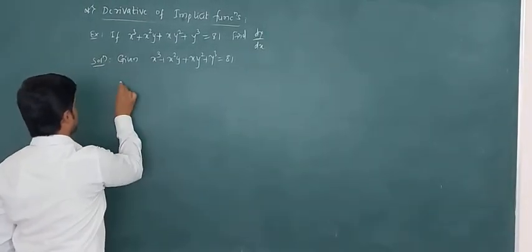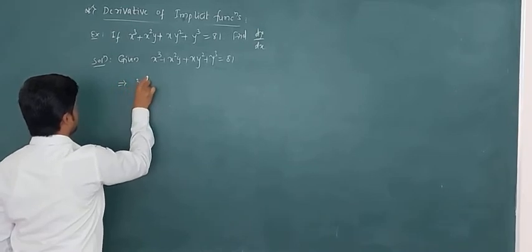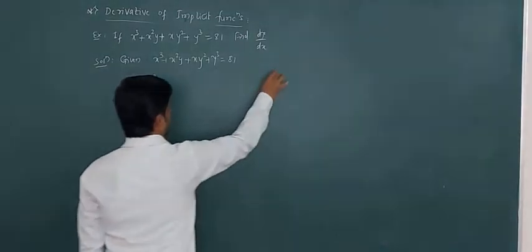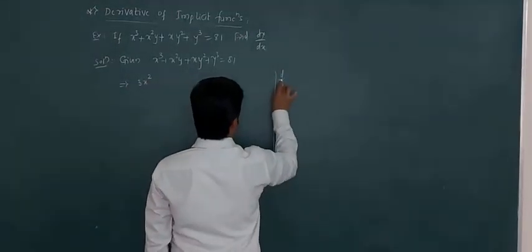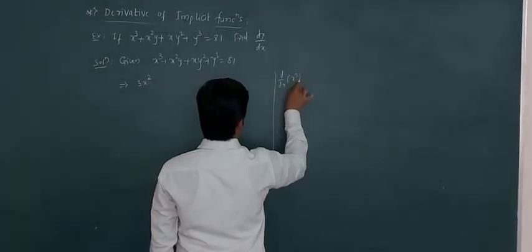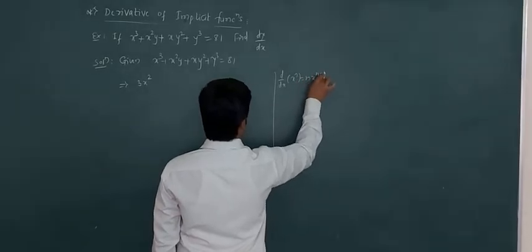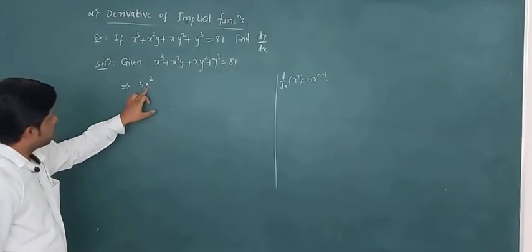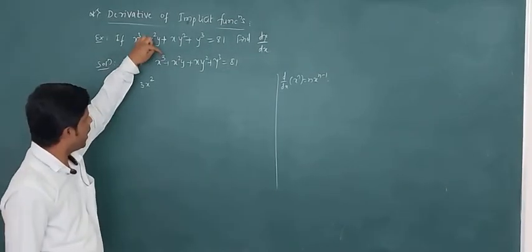We get x cube differentiation is 3x square, because we know the formula d by dx of x to the power n is equal to n into x to the power n minus 1. By using this formula, we get here 3 into x square, because in the place of n we have 3.